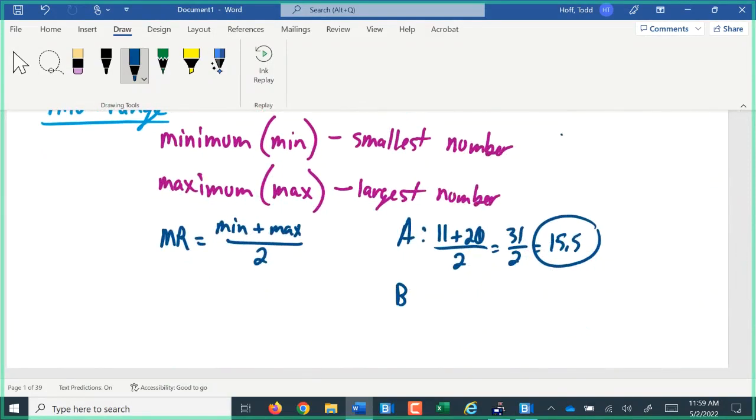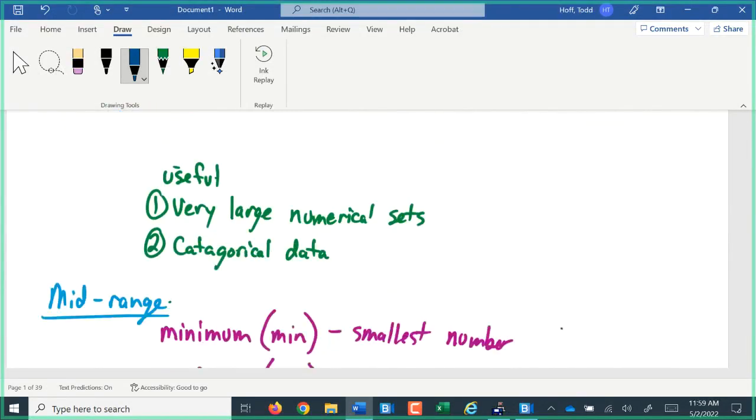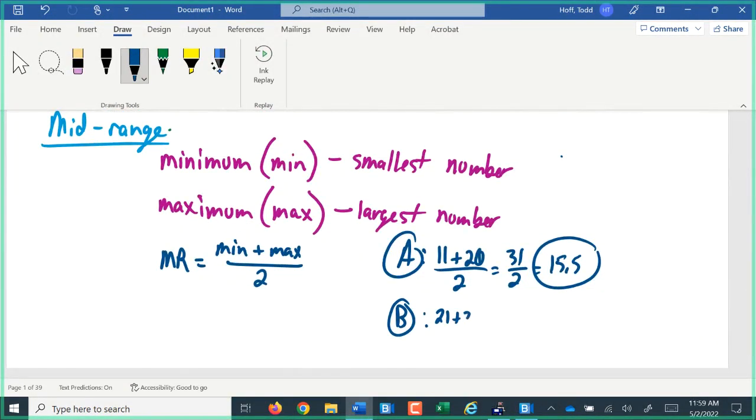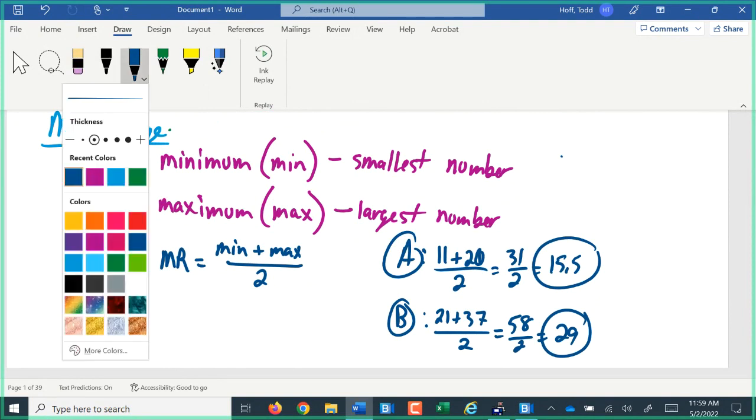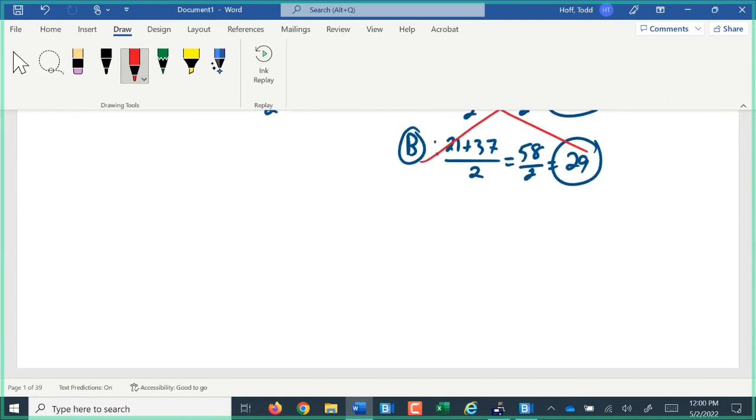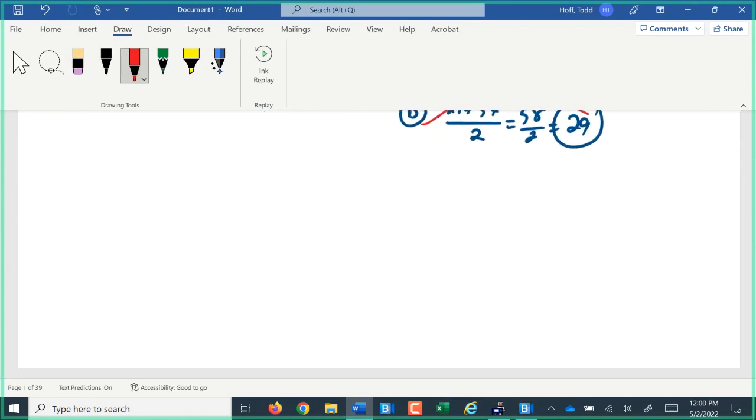For set B, we had the smallest number of 21 and the largest of 37. 21 plus 37 divided by 2. What was that? 58 divided by 2. That's 29. Again, that's nowhere near the other measures of center. The mid-range, well, it's relatively quick to calculate, not terribly useful. Unless the data is pretty much already known to be normally distributed, it's not going to give us a good measure of center. We've already kind of expressed my opinion on the mode as not being a great measure of center.